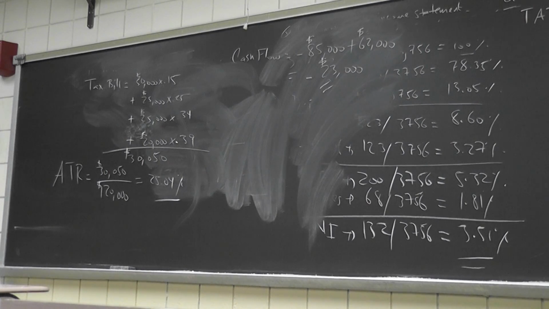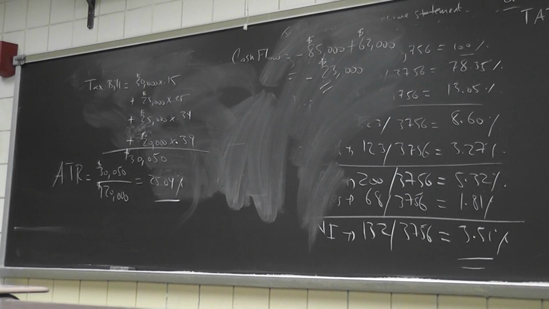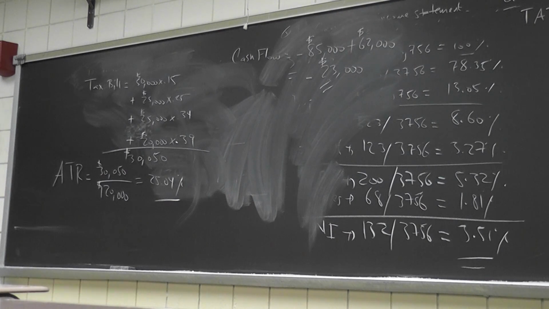And then there could be another question after that: what is the marginal tax rate? It's 39%, yes. The marginal tax rate is the tax paid on the next dollar of income, or the additional tax paid on the additional dollar of taxable income, right? Do you agree? Good.